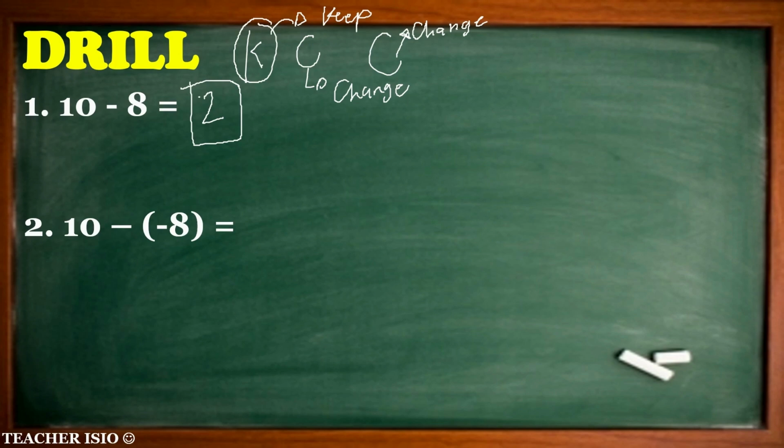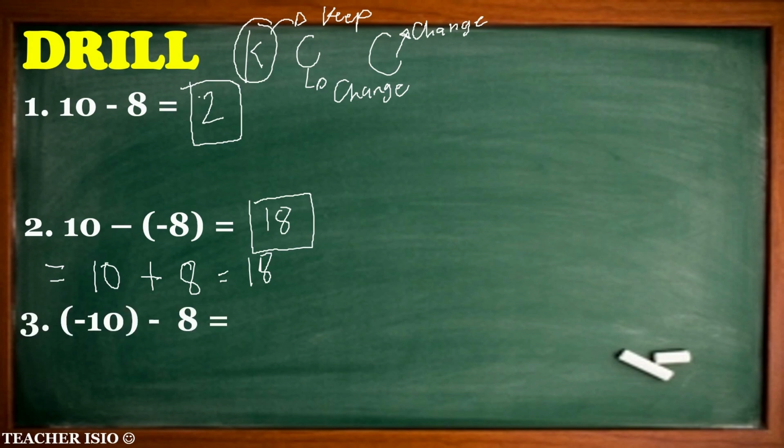So, if we have 10 minus negative 8, using the KCC method, keep 10, change the operation into addition, and then change the sign of the subtrahend. Since this is negative 8, it becomes positive 8. Therefore, 10 plus 8, we have 18. So 10 minus negative 8, the answer is positive 18.